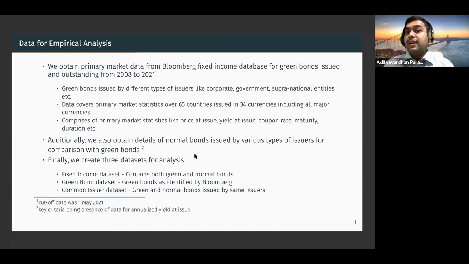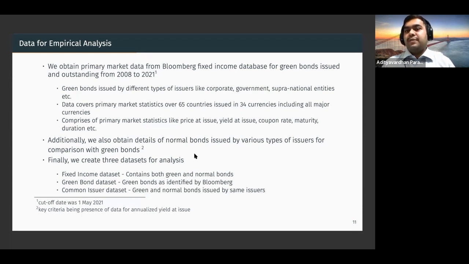Now, to get the data for our empirical analysis, we focus on primary market data, which is available on Bloomberg, for green bonds that have been issued and are outstanding from 2008 to 2021. The cutoff date is May 1, 2021. Green bonds have been issued by different types of issuers like corporate, government, and supranational entities, as I've mentioned before. The green bond set covers over 65 countries as well as 34 currencies of bonds.